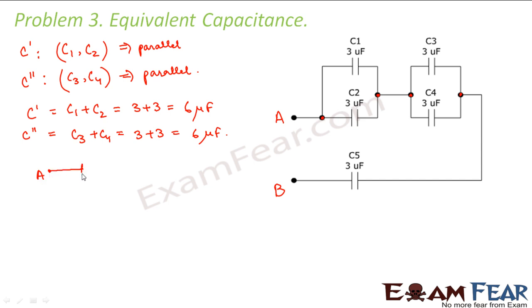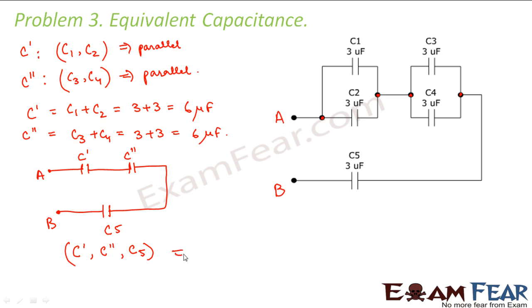Now if we redraw the circuit, what happens? This is my point A. Instead of C1, C2, I draw C dash. Similarly, instead of C3, C4, I draw C double dash. And then I have this capacitor C5, and this is point B. So what do we see? We see that C dash, C double dash and C5, these three form a series combination, right?